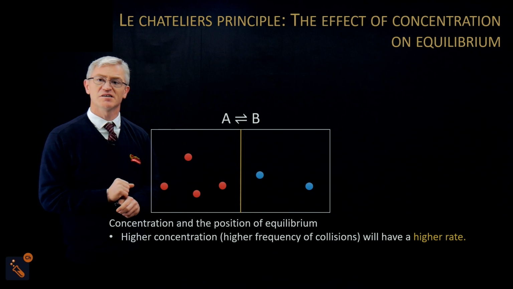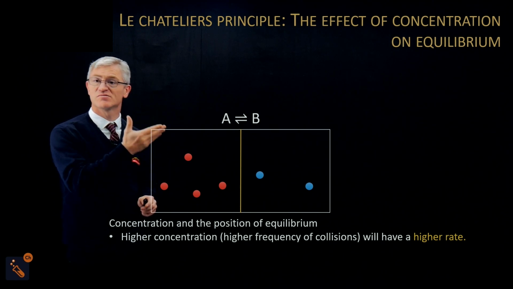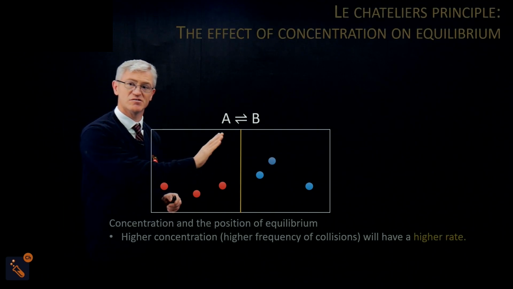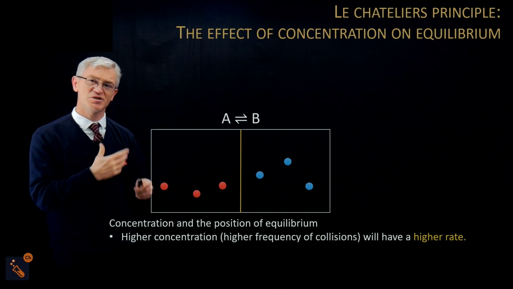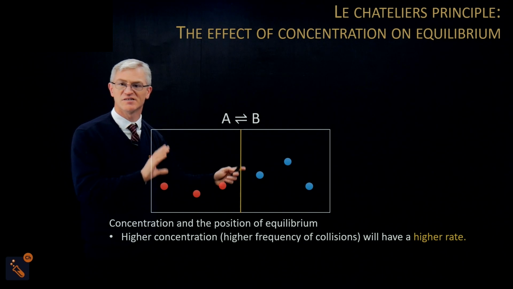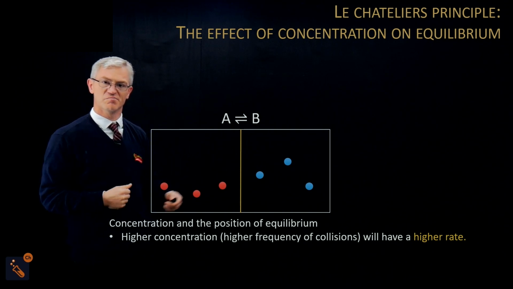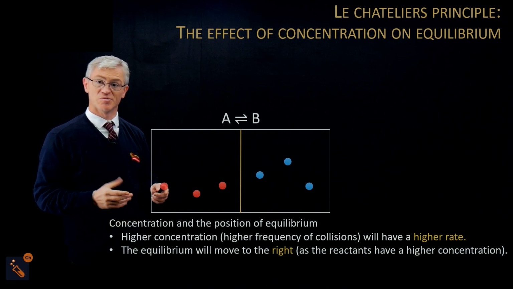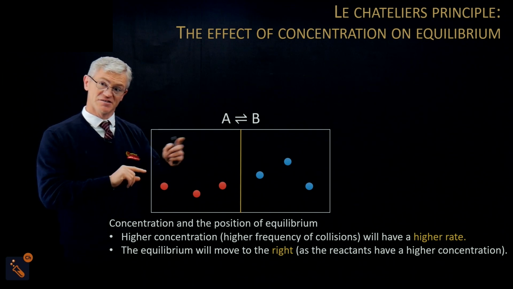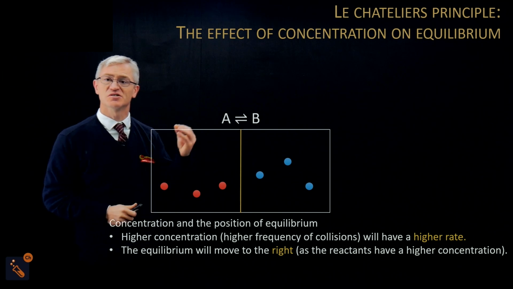This side has a higher amount of particles, or higher moles per decimeter cubed, so there are going to be more reactions, and this particle is going to go over to the other side. To put it in simple terms, in this example there's the same amount of particles either side, and therefore the rate goes the same forward and backwards. So the equilibrium will move to the right, as the reactants have a higher concentration. You can also do it in a different way.